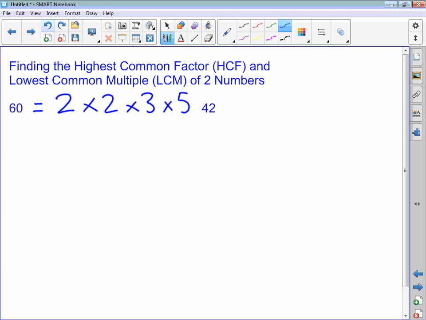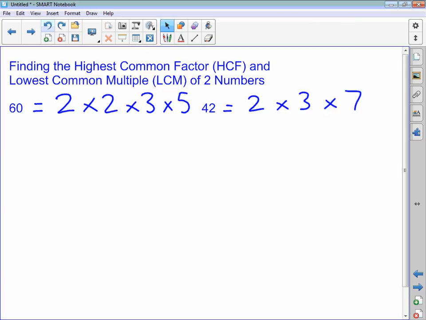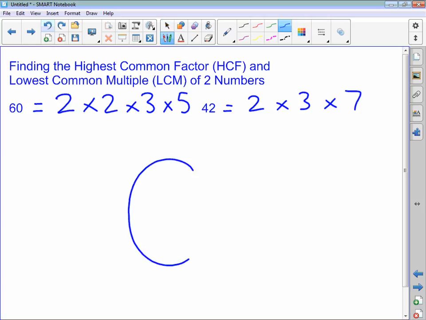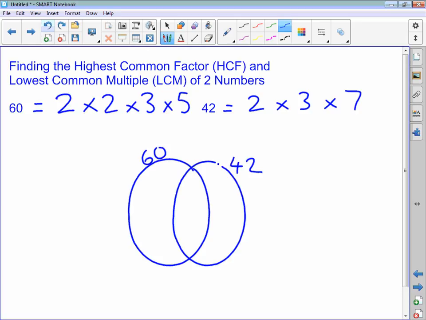Then we're looking at the number 42. The number 42 written in prime factor form is 2 times 3 times 7. To find the highest common factor and lowest common multiple of these two numbers, you need to draw a Venn diagram. So a circle that represents 60 and a circle that represents 42.